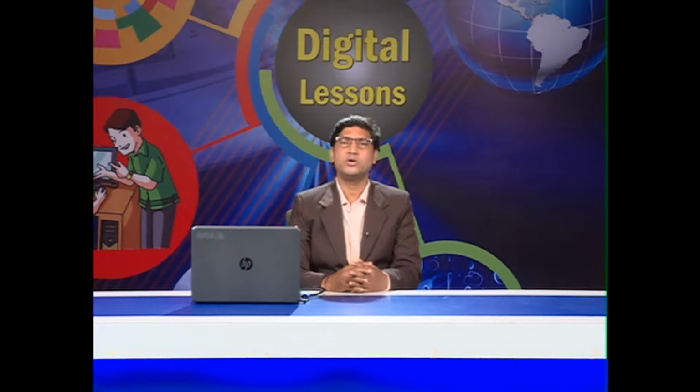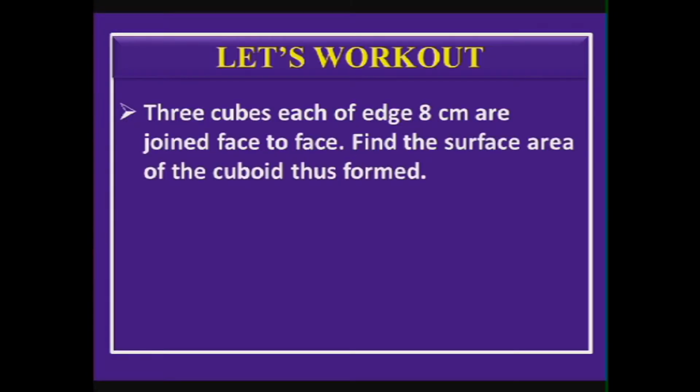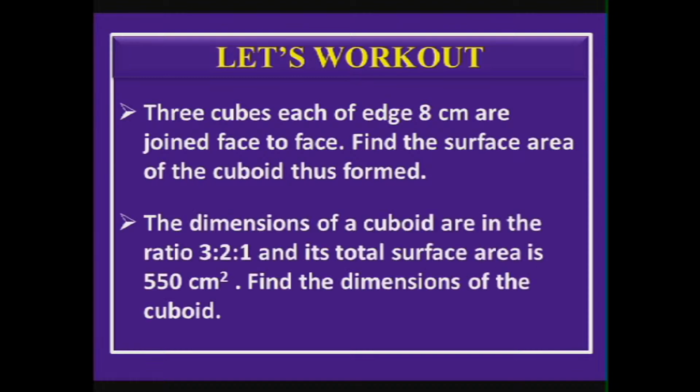You are going to work out at your home and submit to your respective teachers. Okay, children, let us see the first problem. 3 cubes each of edge 8 centimeters are joined face to face. Find the surface area of the cuboid thus formed. The second question is, the dimensions of a cuboid are in the ratio 3:2:1 and its total surface area is 550 centimeter square. Find the dimensions of the cuboid.